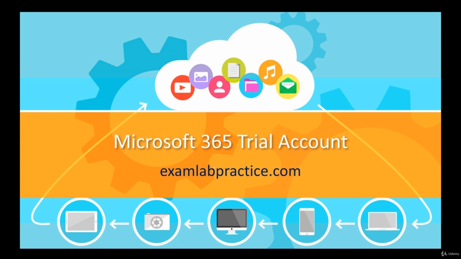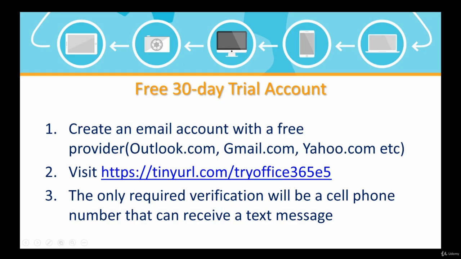The first thing you would want to do in order to do this is you're going to create a free email account. Of course, if you've got an email already that's not assigned to a Microsoft 365 Azure account, then you could use that, obviously. But one thing you could simply do is just go to somewhere like Outlook.com, Gmail, Yahoo, create yourself a free email account. And from there, you're going to go to this little URL right here. This is tinyurl.com/tryoffice365E5. Okay, so it'll take you directly to the place that you need to go to sign up for this.